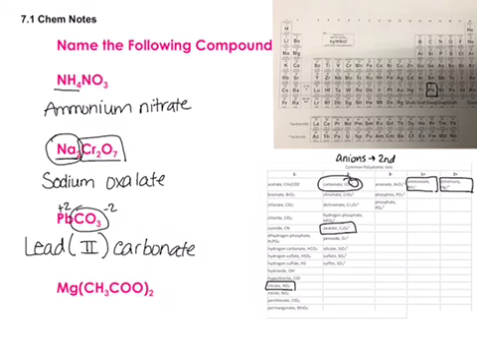Our last example here is magnesium. Magnesium is not a transition metal and does not use the stock naming system, so we don't need to worry about the parentheses and the Roman numerals. And then we look up our polyatomic in our chart, which is up here. And so we would have magnesium acetate. So that's how we name these compounds. When you use the polyatomics, you have to just pull the exact name off the chart.